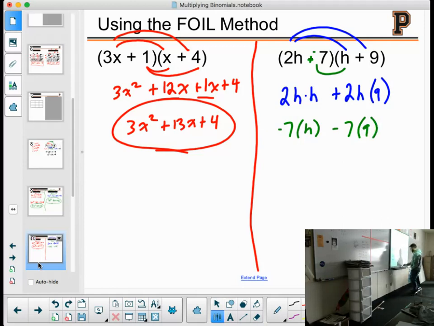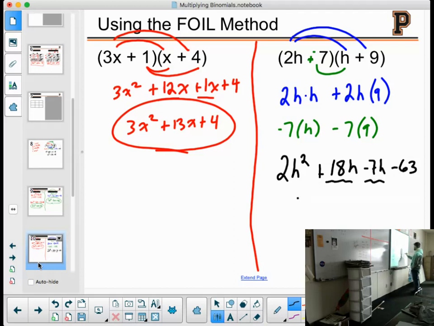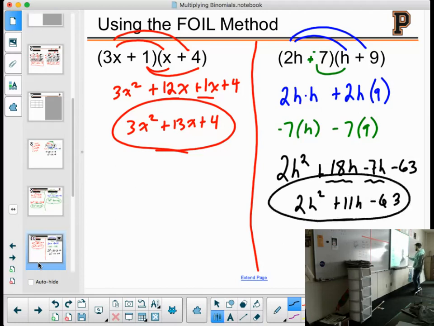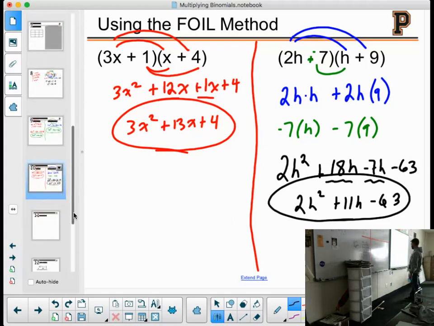When we simplify this, 2h times h, that's 2h to the second power. 2h times 9 is 18h. Negative 7 times h is minus 7h. Negative 7 times 9 is minus 63. Combine your middle two terms, 18h minus 7h. Final answer, 2h to the second plus 11h minus 63. All right, once you get a hang of this, they just flow. They're really easy.